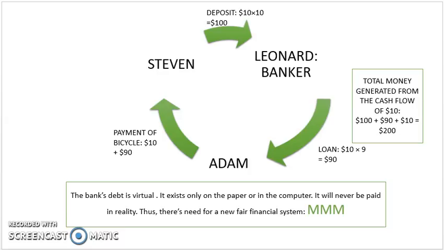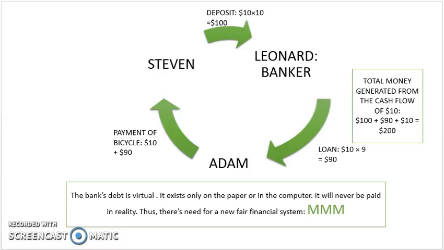And we can also note that this same $10 that moved around to get a $200 total sum can also move around in these circles more times and end up generating even $1 million or even $1 billion. Amazing.